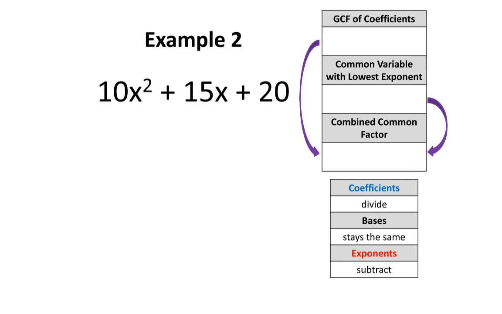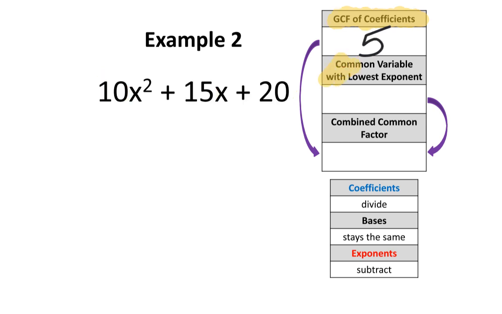In our second example, we want to factor this expression, 10x to the power of 2 plus 15x plus 20. Factoring involves several steps. The first step is to find the greatest common factor of the coefficients. The coefficient here is 10, the coefficient here is positive 15, and the coefficient here is positive 20. You want to think of the largest number that can divide evenly into 10, 15, and 20. Therefore, the greatest common factor here would be the number 5.